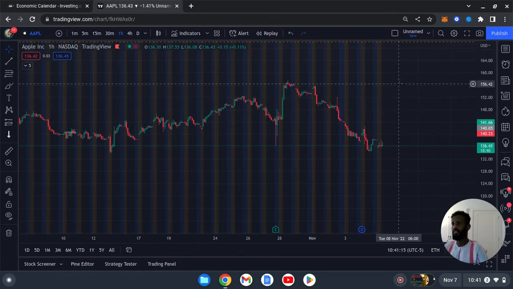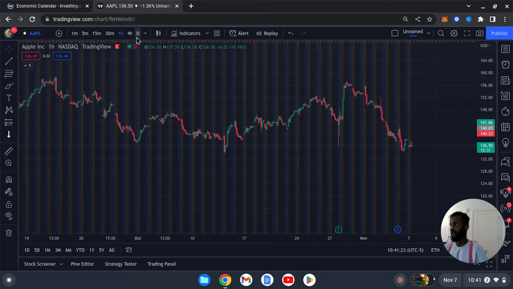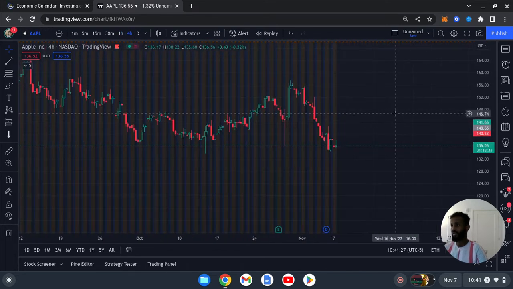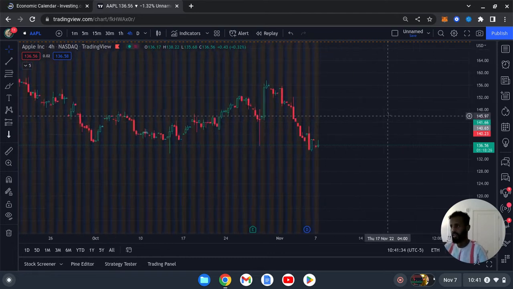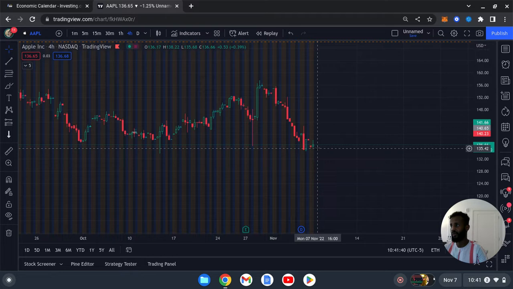So the first thing that I do is I look for a trend. So I jump onto either the 4-hour or the 1-hour time frame and look for an overall trend. And you can do this without an indicator or with an indicator. So we can see that the trend here for Apple currently is kind of a downtrend.